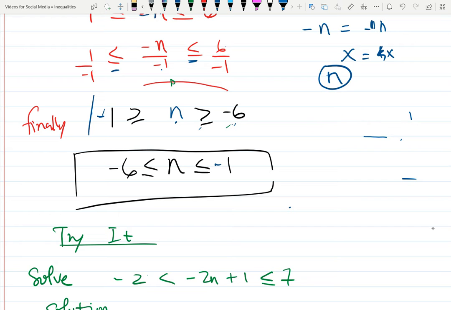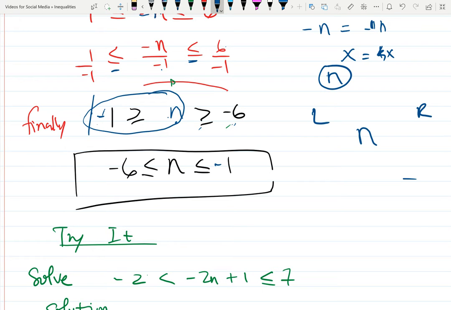This is your solution, but the proper way of writing this, like I said in the beginning, is that the bigger number, which is the upper boundary, is written on the right side. Negative 1 is bigger than negative 6. Remember that, right? So we want to write this part here first.